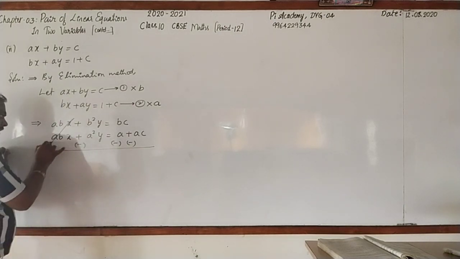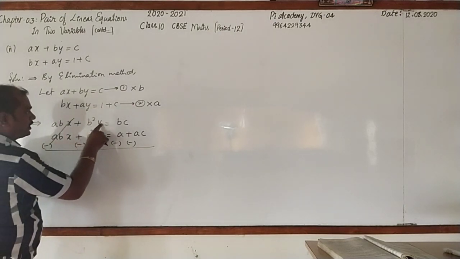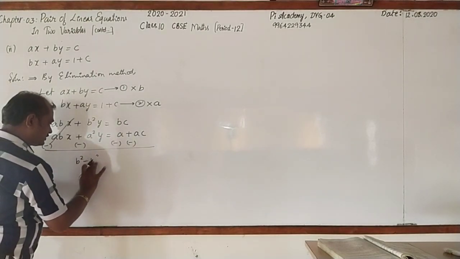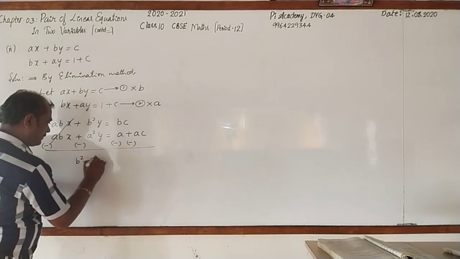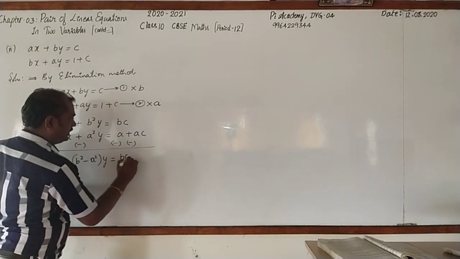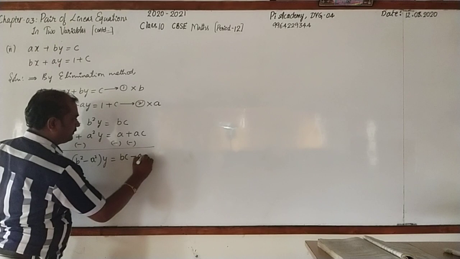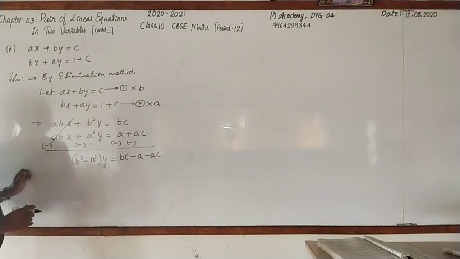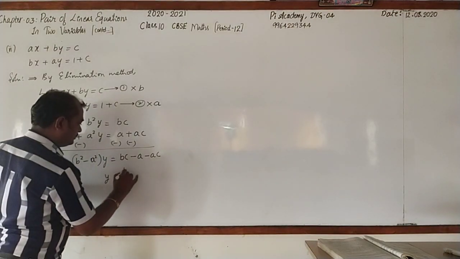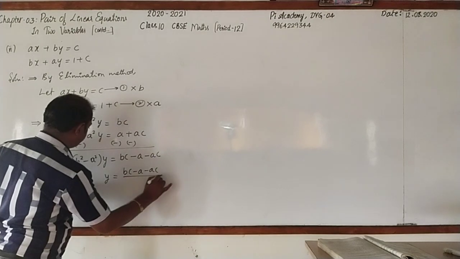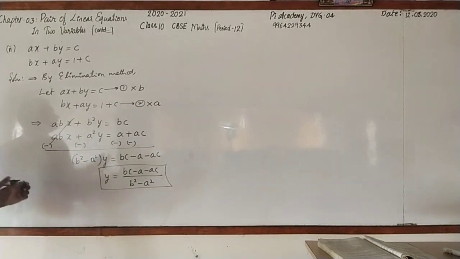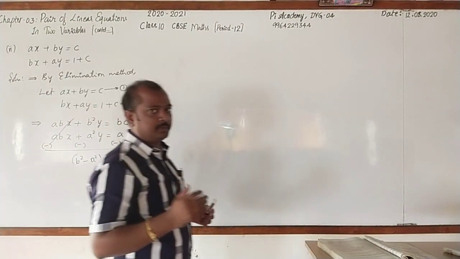abx minus abx get cancelled. Here b square y minus a square y. Alright, b square minus a square into y. This is equal to, here, bc minus a minus ac. Then y is equal to, how do you go for writing? It is bc minus a minus ac by b square minus a square. This is only y, because further simplification is not at all possible.